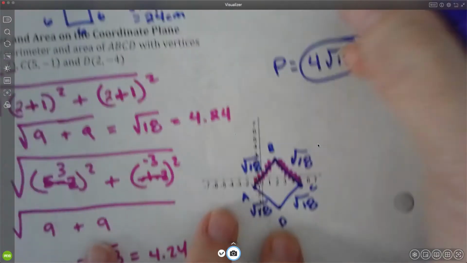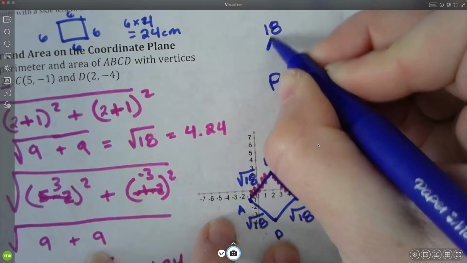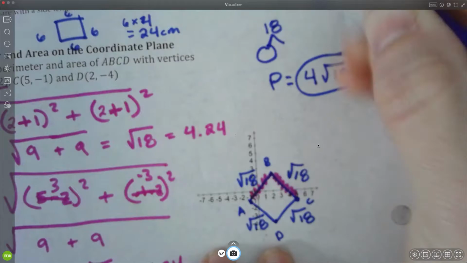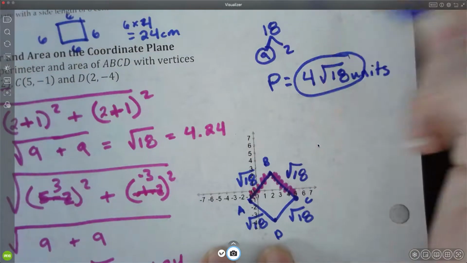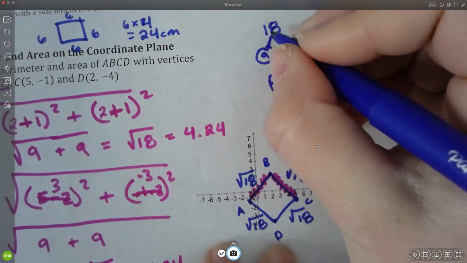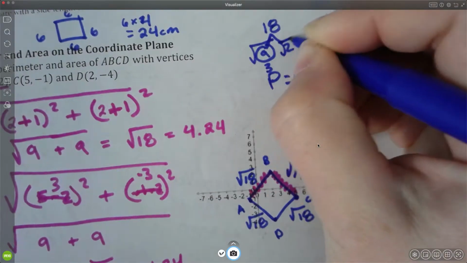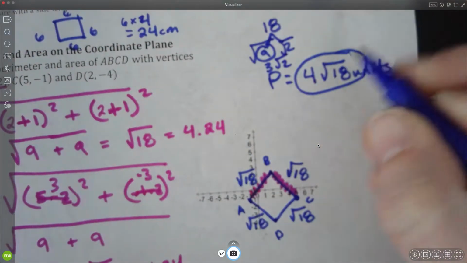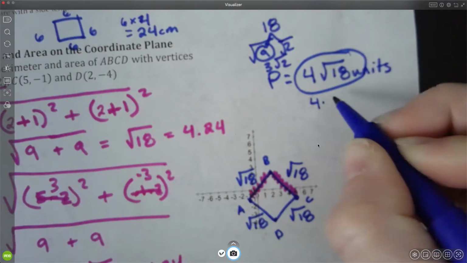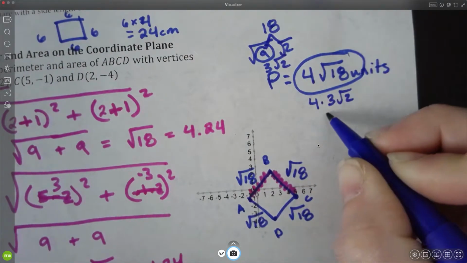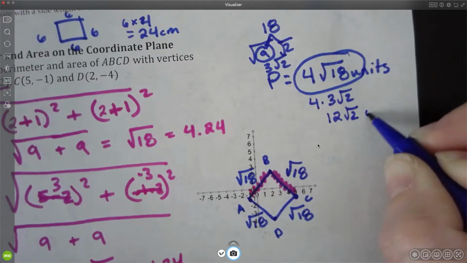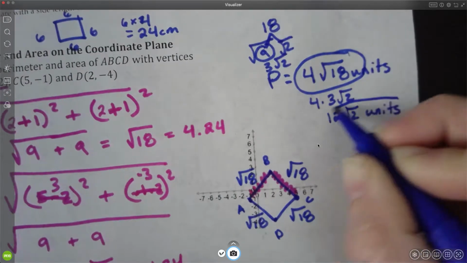Oh shoot, I guess 18 can break down. Sorry. 18 can break down as 9 and 2. Okay, 9 is a perfect square that goes into 18. So if I take the square root of 9, that's 3, and the square root of 2 is just square root of 2, so 3 square roots of 2. So 4 times 3 square roots of 2 would be 12 square roots of 2 units. Okay, so that's my perimeter.